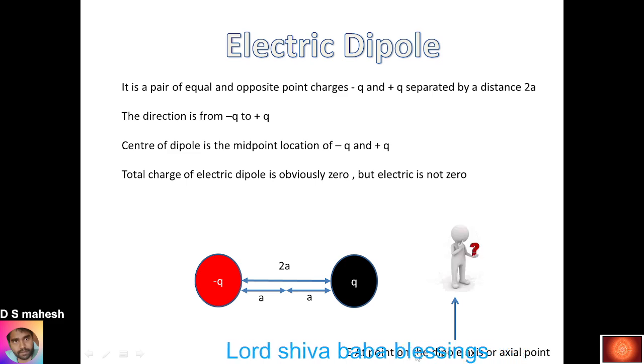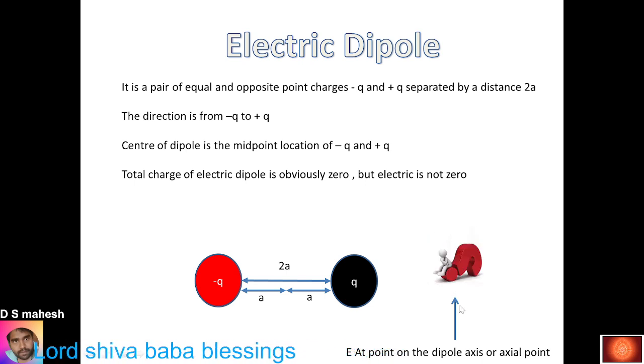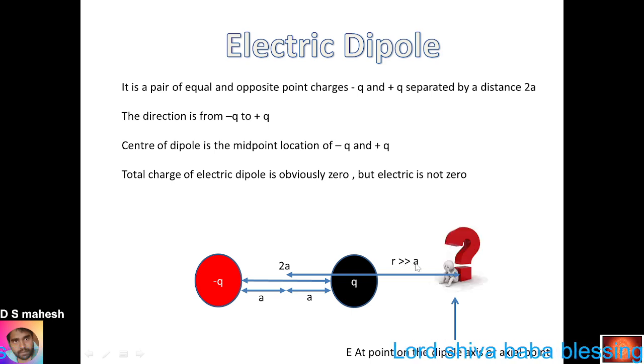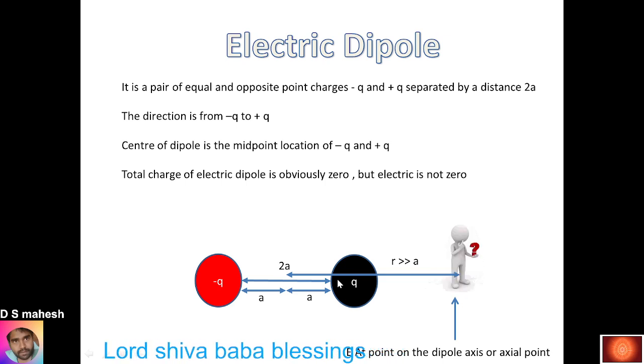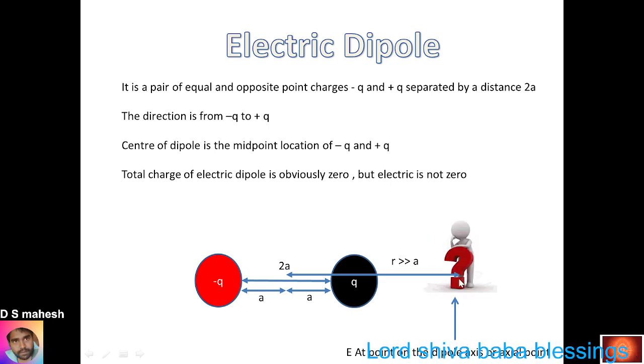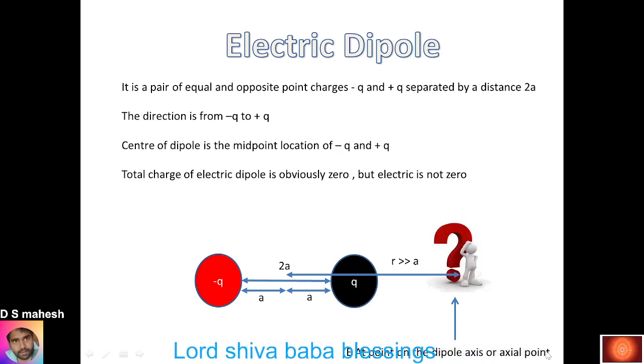So let us try to find the electric field along the dipole axis at some distance r, which is greater than a. a is nothing but the distance between the center of the dipole and the charge. So this distance r should be greater than a. If that is the case, what is the electric field at this point? We call this point the axial point.